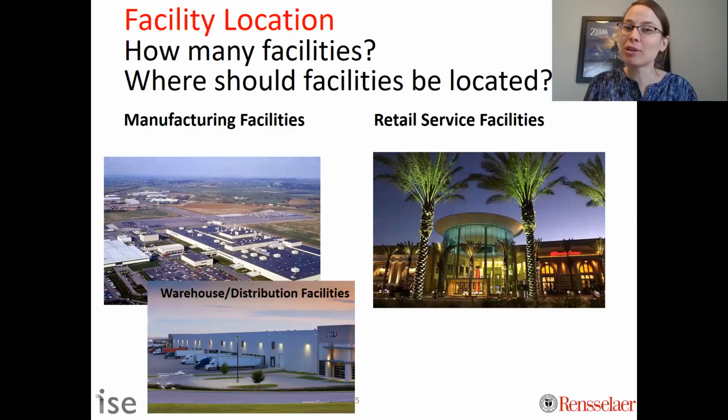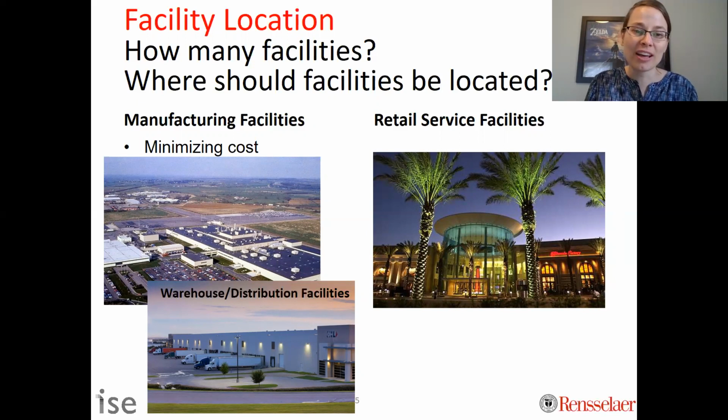And then you could also think about retail service facilities. For example, a mall. Where should a mall be located? If I'm running McDonald's, where should I locate McDonald's, or a hotel? These are all facility location questions, and companies need to ask these questions about how many and where, but how they answer those questions varies by the type of facility. Typically for manufacturing facilities and warehouse distribution facilities, we're trying to minimize some cost, subject to having the resources we need, but typically there's some cost function.